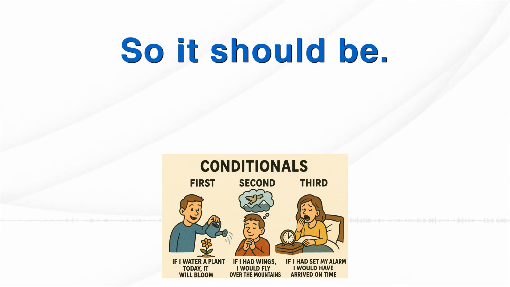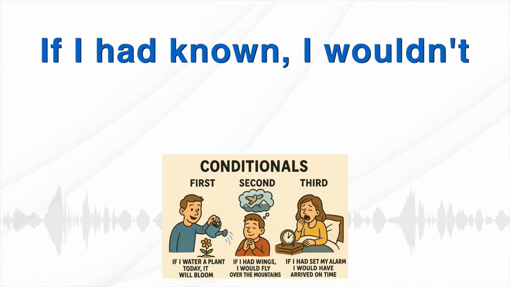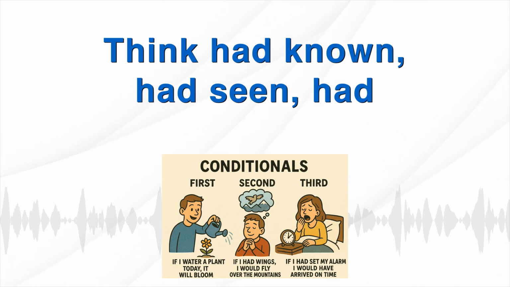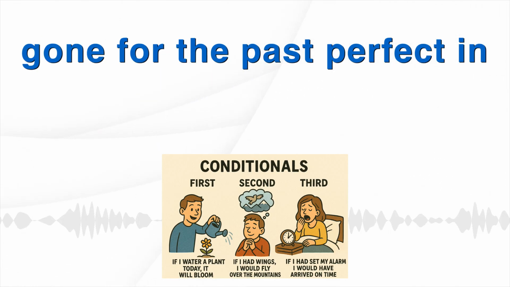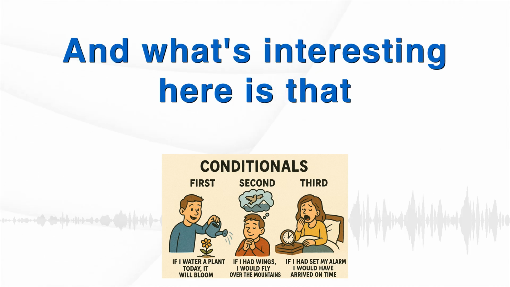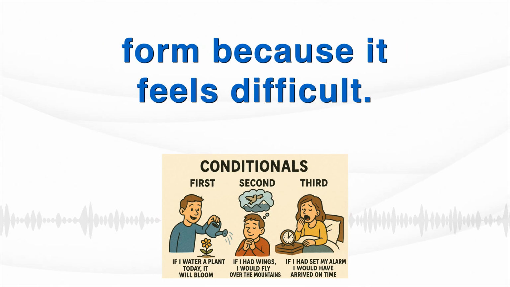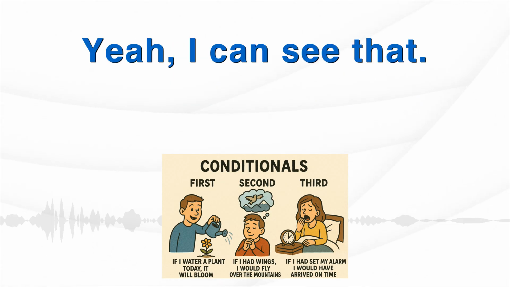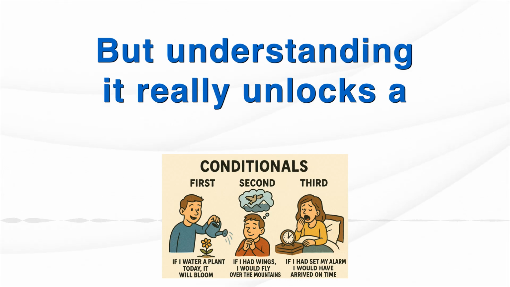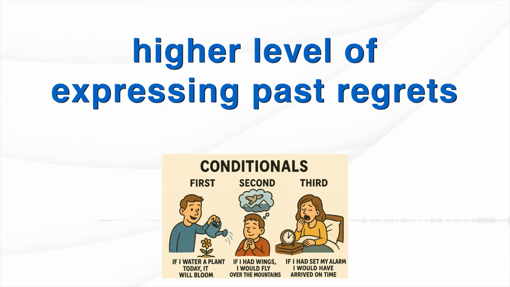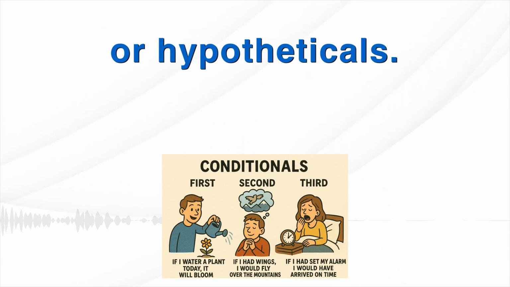Past perfect. So it should be, "If I had known, I wouldn't have done it." Think had known, had seen, had gone, for the past perfect in that if part. That's right. And what's interesting here is that learners sometimes actively avoid this complex form because it feels difficult. Yeah, I can see that. But understanding it really unlocks a higher level of expressing past regrets or hypotheticals.